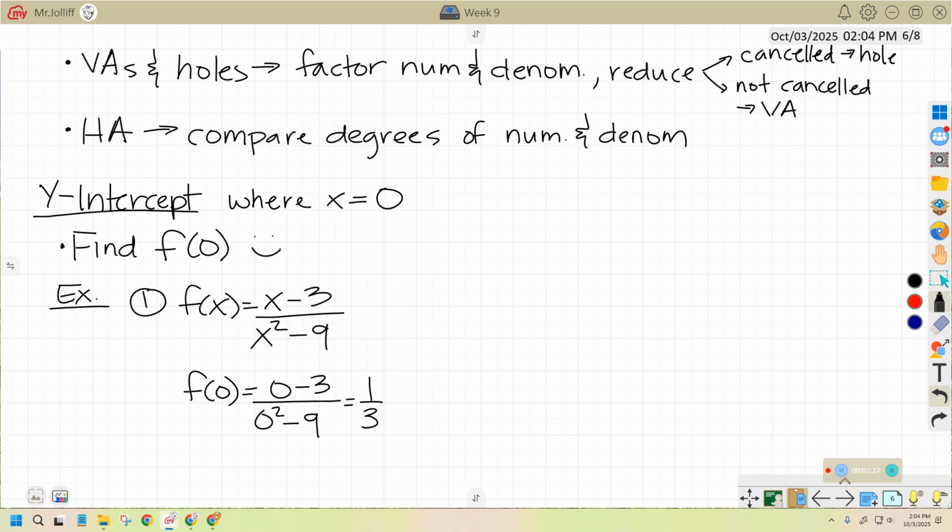So my y-intercept is the point x equals 0, y equals 1/3. Perfect. You will notice a pattern. It's a general rule. When we make x 0, we're left with just the constant terms. So our y-intercept is usually a ratio of the constant terms. Not so bad. Try another one.